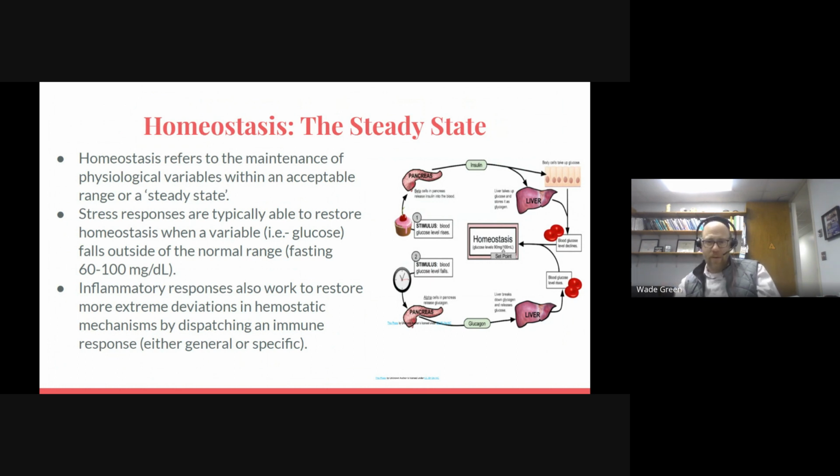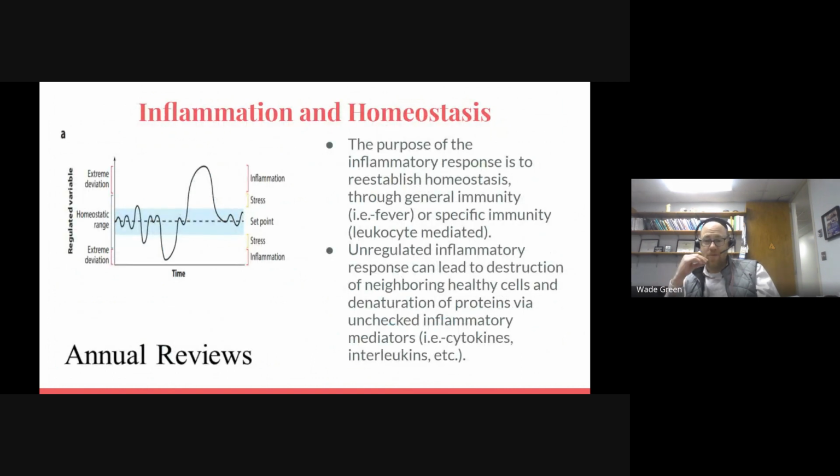However, we ultimately also find that that very same process can be damaging. For example, if someone has prolonged inflammation, this can obviously damage the smaller diameter nerves in the fingers and toes, and can cause symptoms of diabetic neuropathy. Obviously, though, the purpose of the inflammatory response is to reestablish homeostasis when normal mechanisms cannot do so, and it does that through immunity.